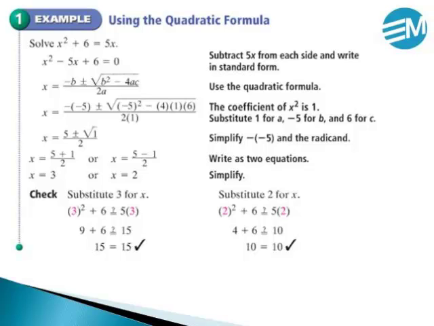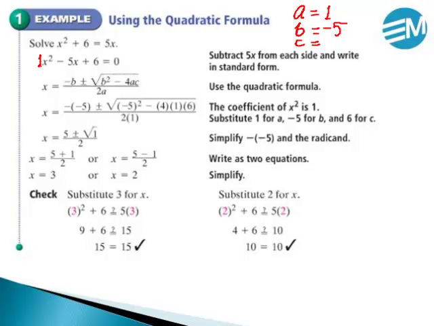So here, can you tell me what is the value of a? It looks like a is 1. That's correct. And what is b? B is 6. I'm sorry, no, it's not 6. It's negative 5. That's correct. And what about c? C is positive 6. Okay, that's right.